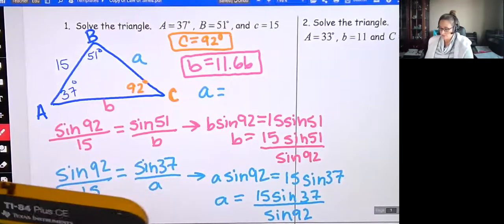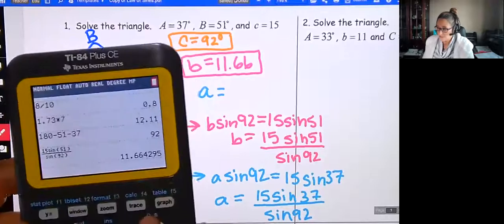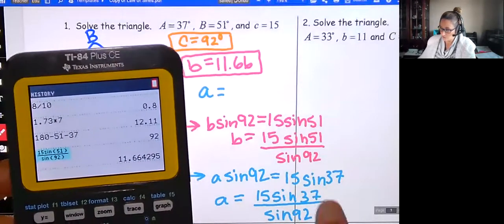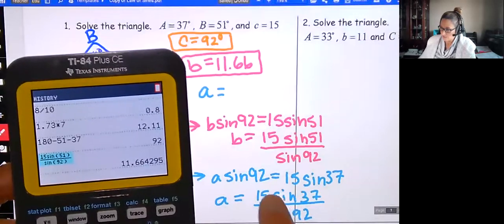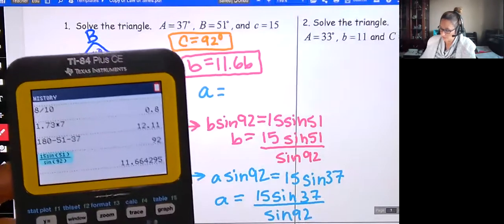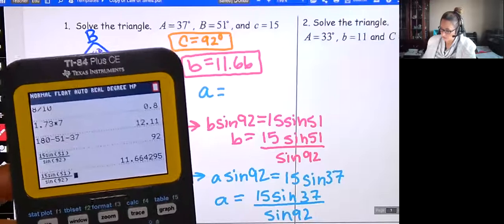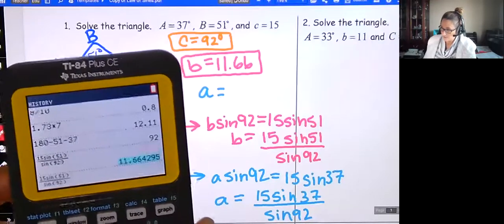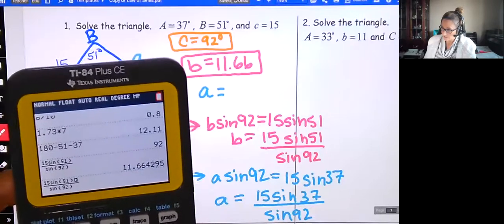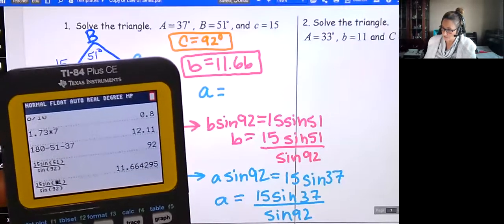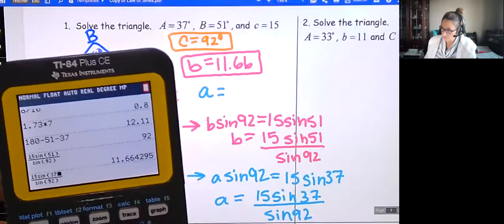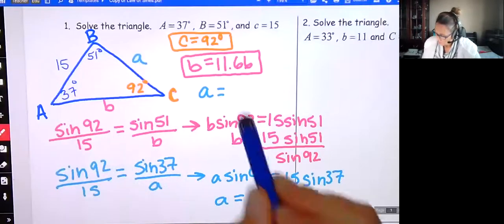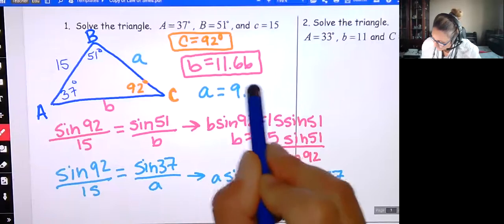Okay. Now, the nice thing is with these graphing calculators, I can just come here and snag that because you'll see it's almost the same thing. 15 sine 37 over sine 92. So I can just hit arrow up and hit enter. And then I will just come up here and change this to a 37. And I get a 9.03. So my A is equal to 9.03.